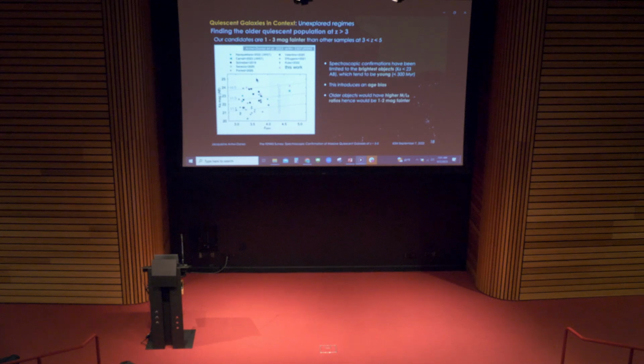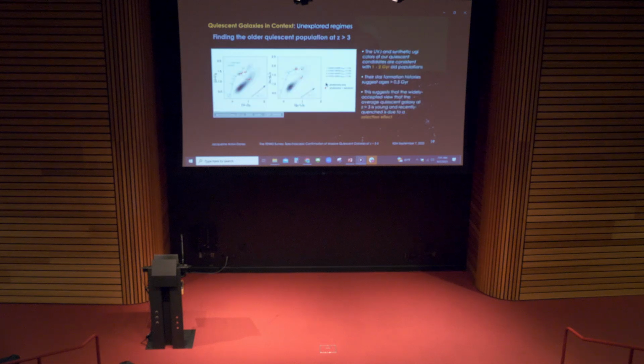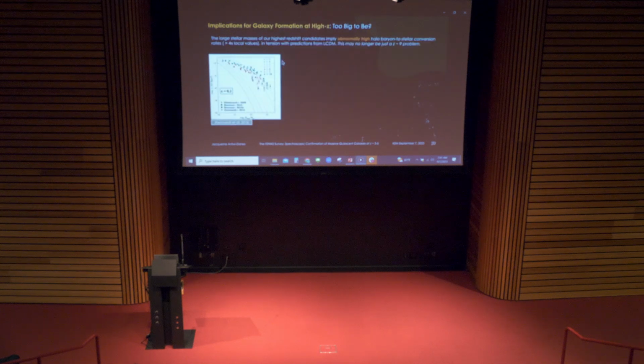Our targets are 1 to 3 magnitudes fainter than others in the literature, which suggests that their stellar light is dominated by older stellar populations. This is corroborated by the rest-frame UVJ and synthetic UVJ colors. The rest-frame colors of our galaxies are consistent with 1 to 2 billion-year-old populations. Our results, as well as the recent observations from JWST, all suggest the existence of an older quiescent population at these redshifts, which we can now detect because we are pushing towards fainter magnitudes.